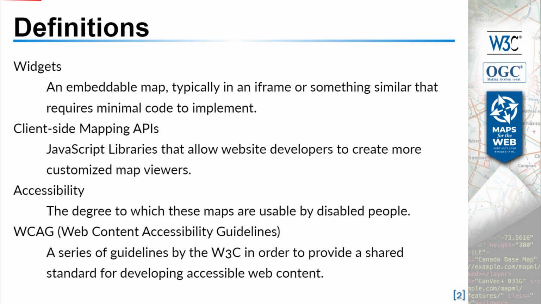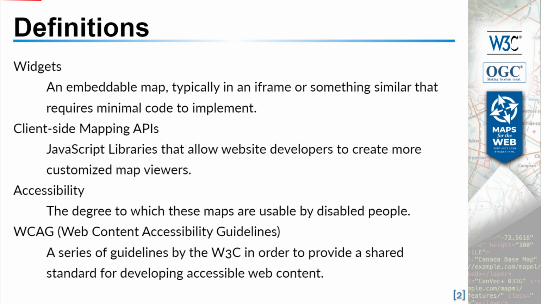In this presentation, I'd like to frame accessibility as the degree to which these maps are usable by disabled people. Some contexts may use the term accessibility to encompass other things, like cost and size of these tools and how that pertains to access, but in this case we will be focusing on the usability aspect, and especially how these mapping tools measure up to our next term, WCAG.